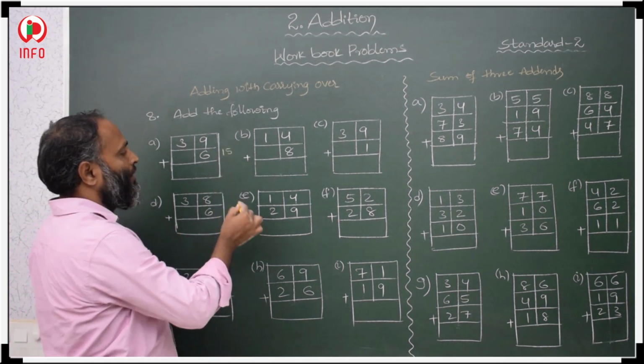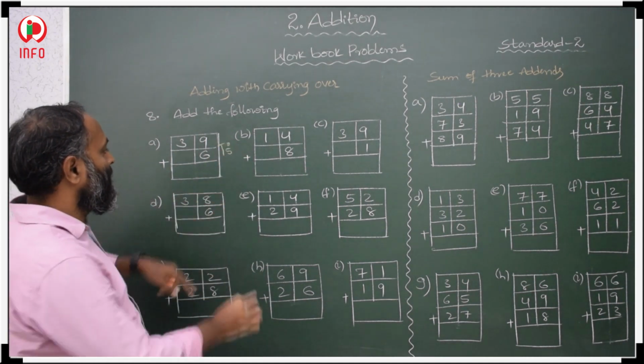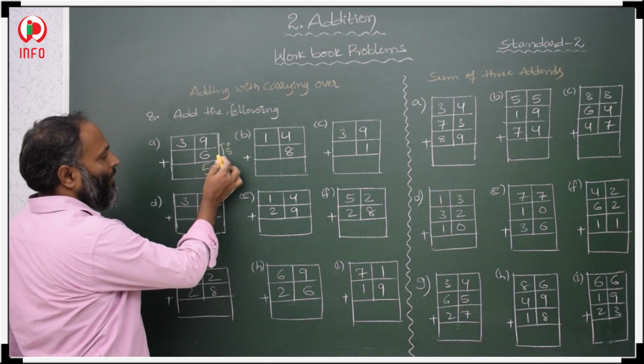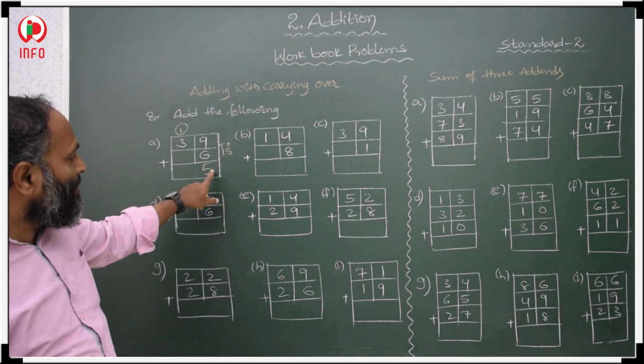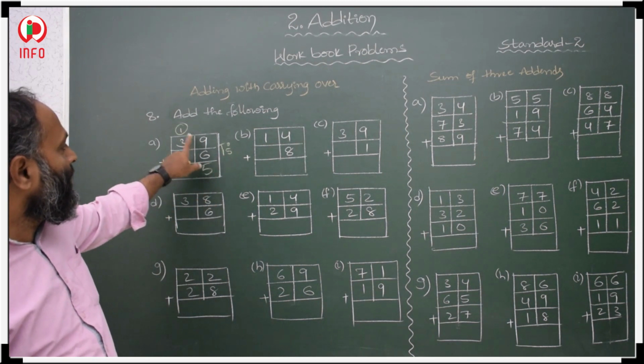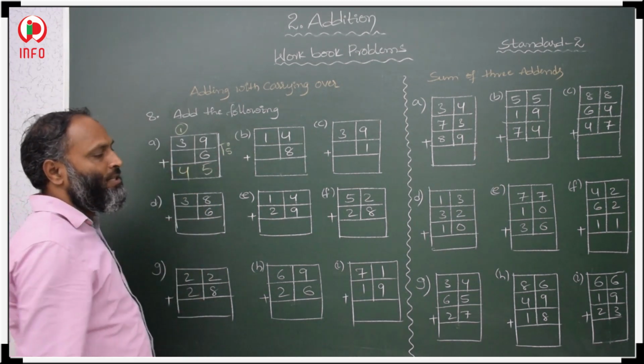So write the 15. This is ones and this is tens. 5 is in ones place and 1 we have to take in tens place. 3 plus 1, 4. 45 is the answer.